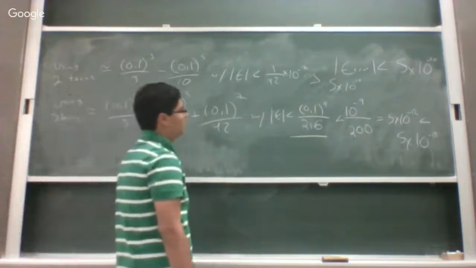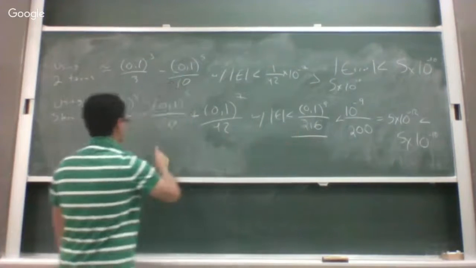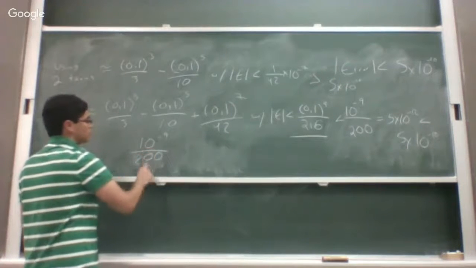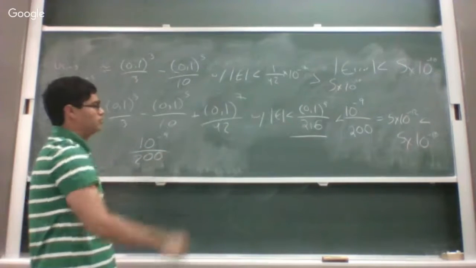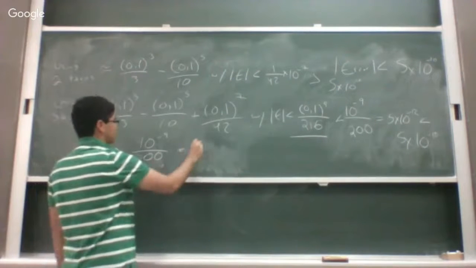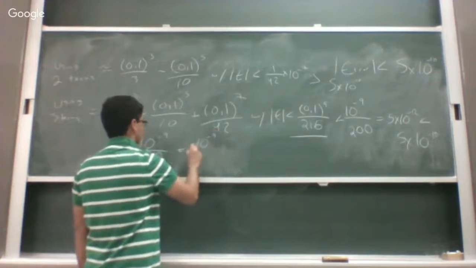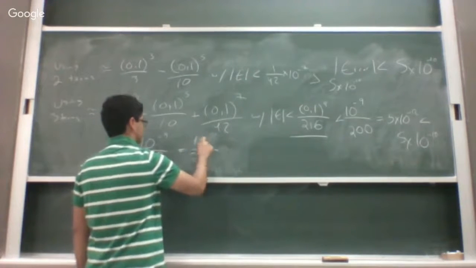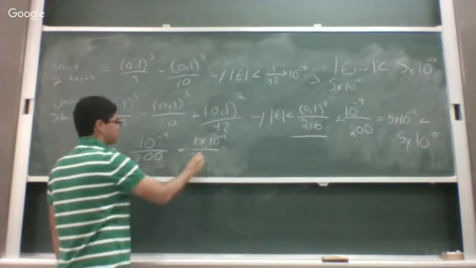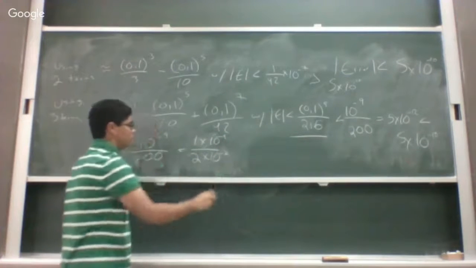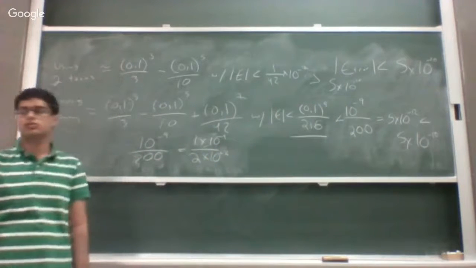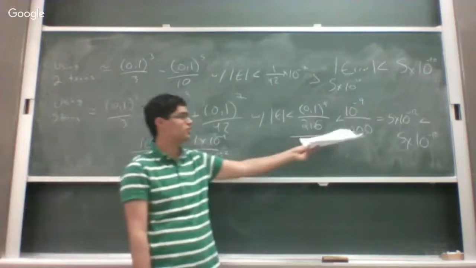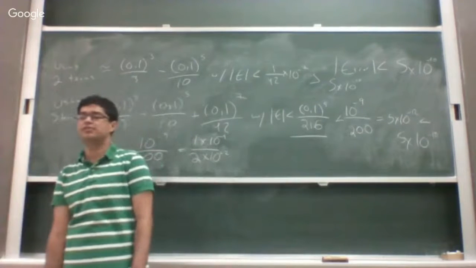It's 200. We have 10 to the negative 9 divided by 200. Let's try to get it to the other part. So we have 10 to the negative 9 divided by 2. Let's do 1 times 10 to the negative 9, divided by 2 times 10 to the positive 2. I'm trying to show you how to simplify it to 5 times 10 to the negative 12. Did that make sense?